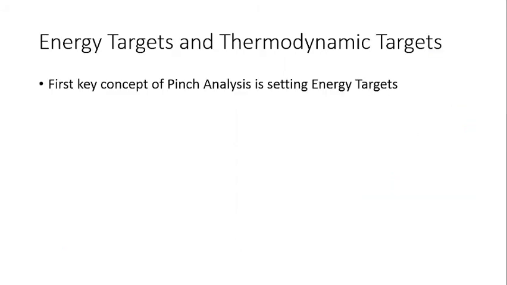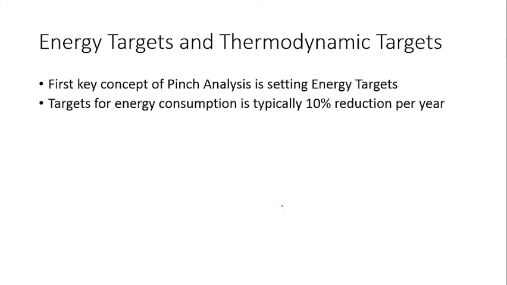Yeah. So let's talk about energy targets and thermodynamic targets. The first key concept of pinch analysis is setting energy targets. That is how much energy I need to consume for my utility requirement. Now, the very important aspect here is the utility. Energy can be used in so many forms in an industry, right? So this energy target is different from your industrial energy target. The target for energy consumption is typically a 10% reduction per year.